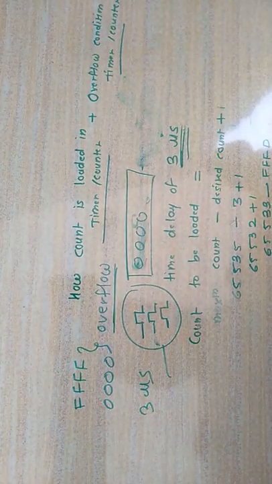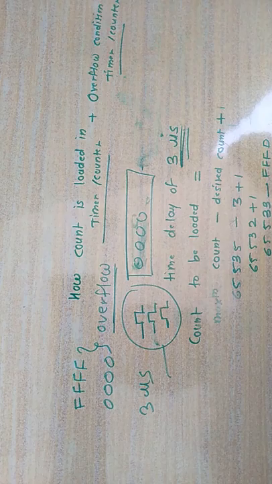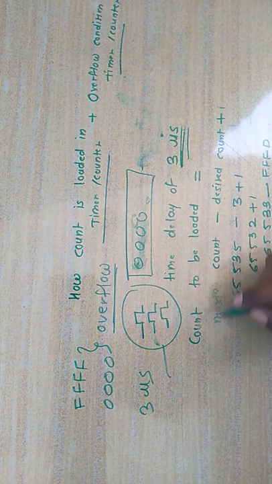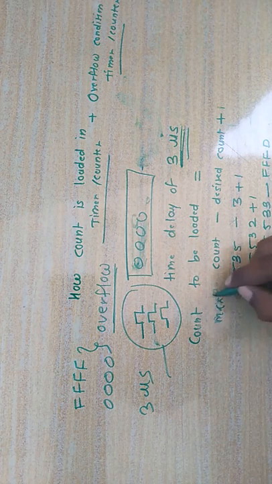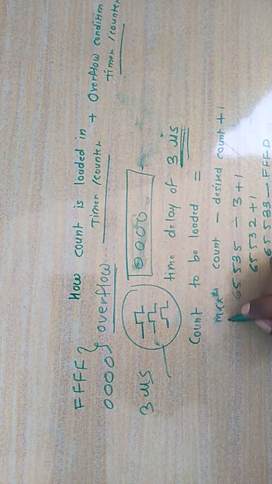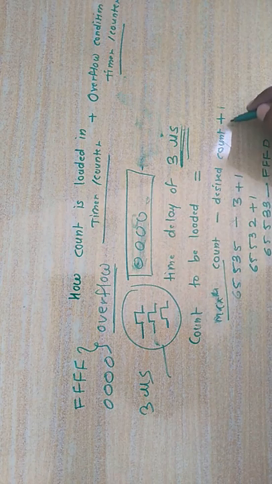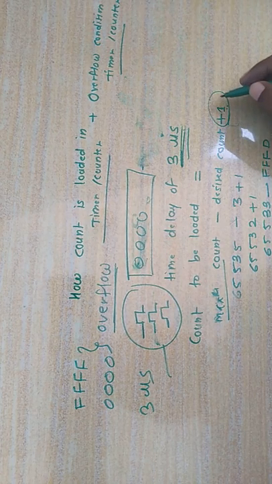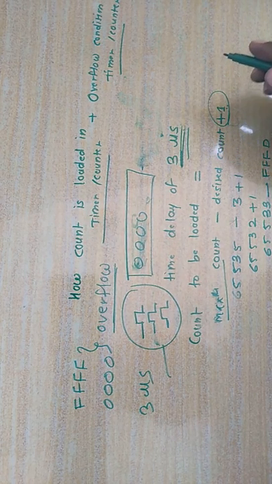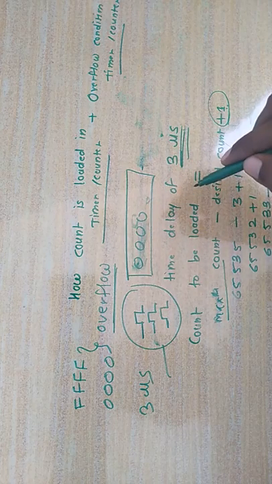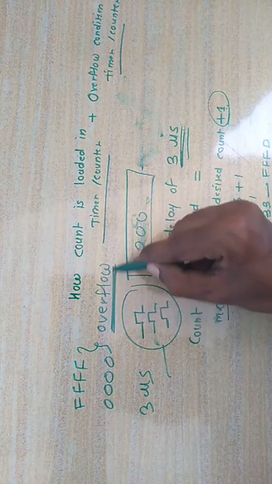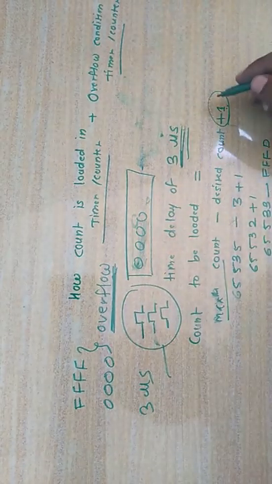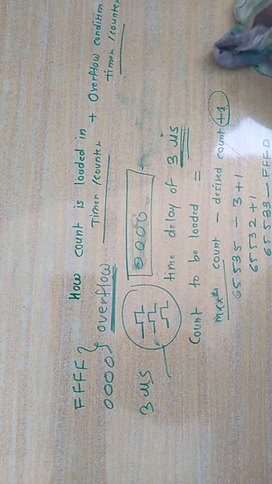So now we know how the count is to be loaded in the timer counter: count to be loaded is equal to max count minus desired count plus 1. And why is this plus 1 factor there? Because we have to roll back from the max count to the minimum count to achieve the overflow condition. Suppose let us take one more example.